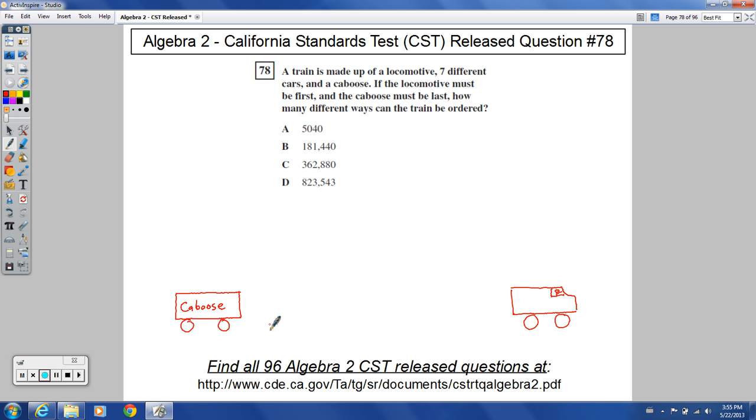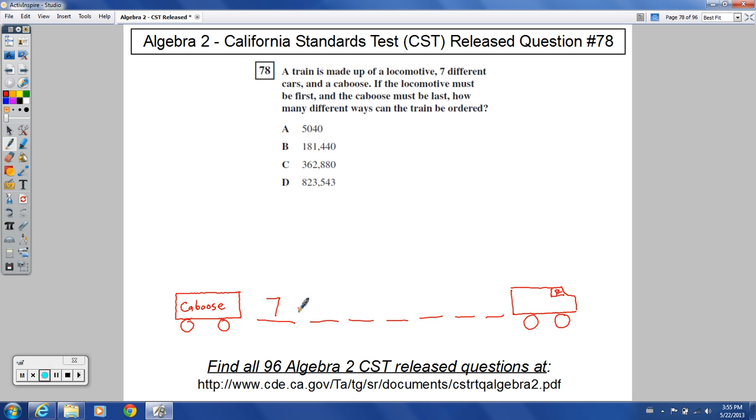And how many do you have in between here? Well, I'm going to make 7 blank spaces. We've got 7 different cars here. 1, 2, 3, 4, 5, 6, 7. And so we've got 7 cars to fill in to connect the caboose and the locomotive together. And so how many choices would we have for this one? There's 7 different cars. You'd have 7 choices.